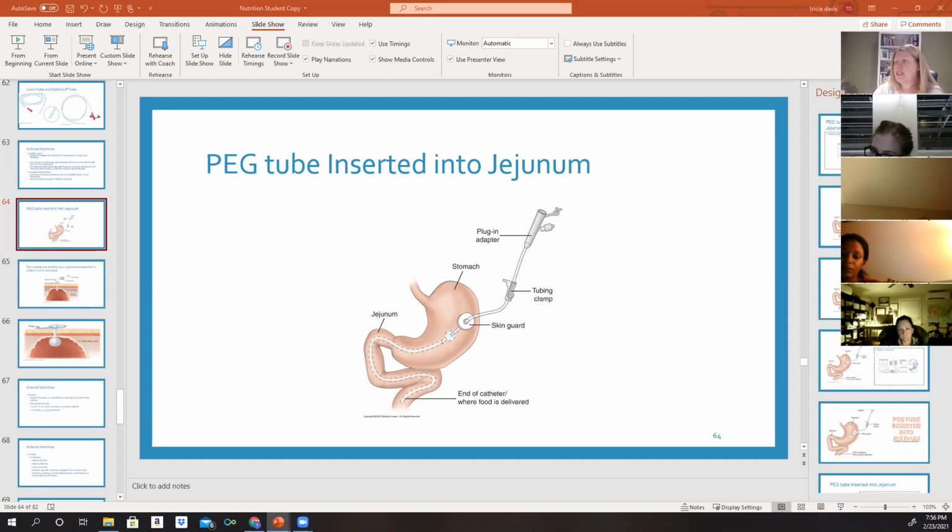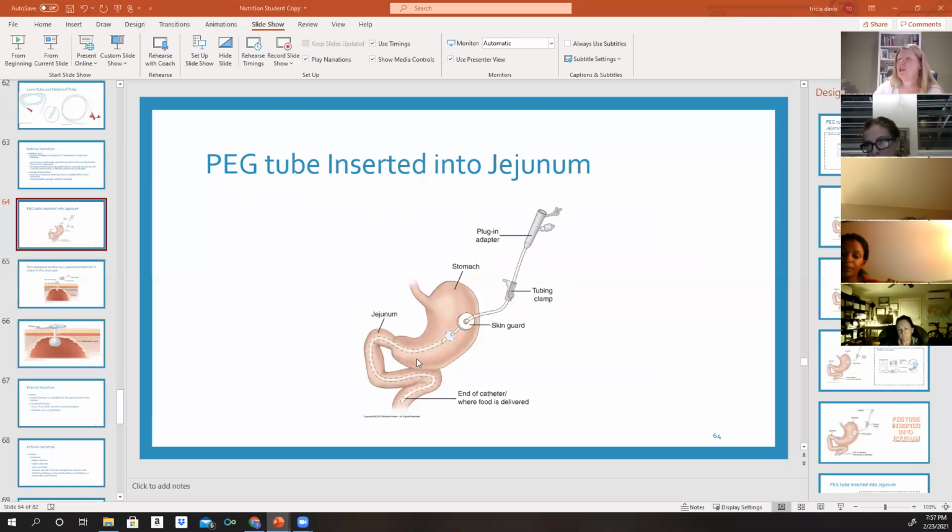So this is the PEG tube that is inserted into the jejunum. So here is the stomach. This little white piece right here is going to be on the outside of the stomach. This is what we're going to see, and it's going to go all the way through the stomach, and it's going to drop into the jejunum. The end of the catheter is where the food is going to be delivered.